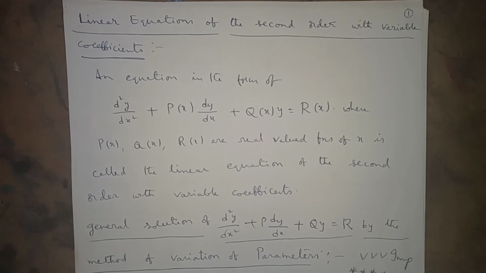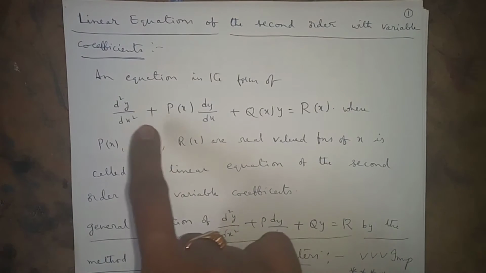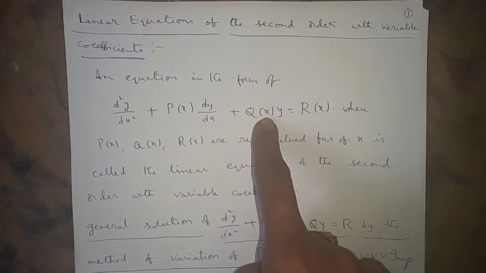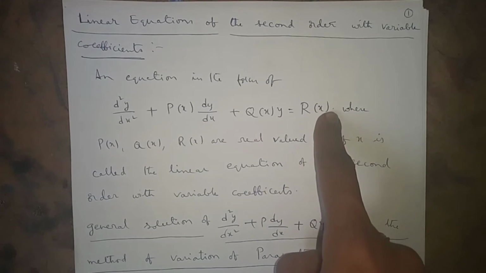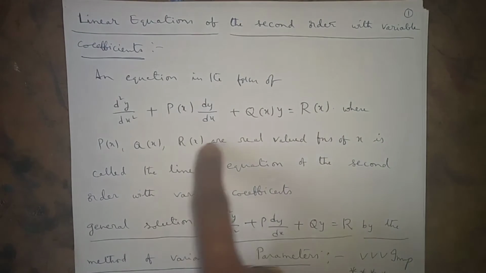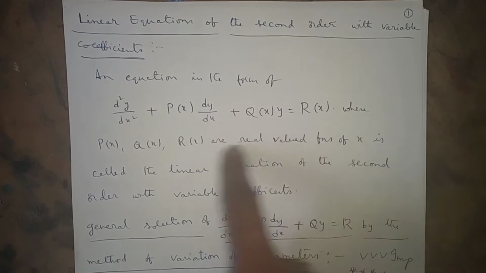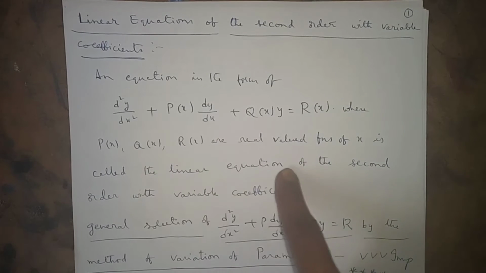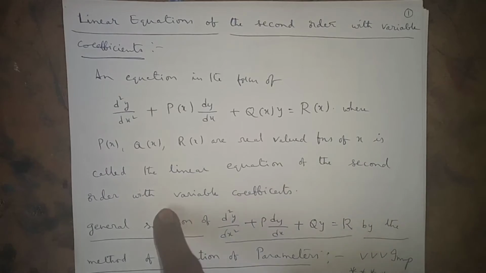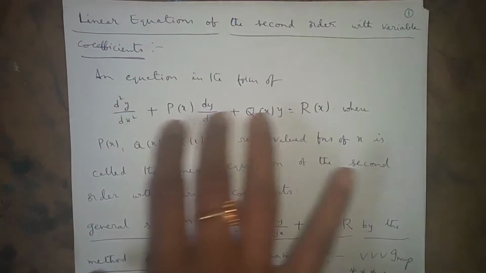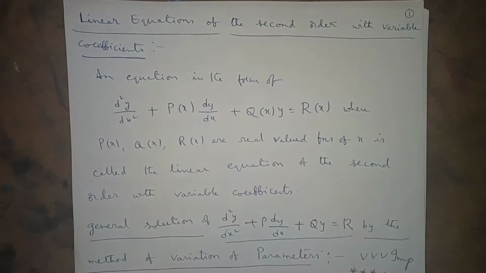An equation in the form of d square y by dx square plus p of x into dy by dx plus q of x into y is equal to r of x, where p of x, q of x, r of x are real valued functions of x, is called a linear equation of second order with variable coefficients.